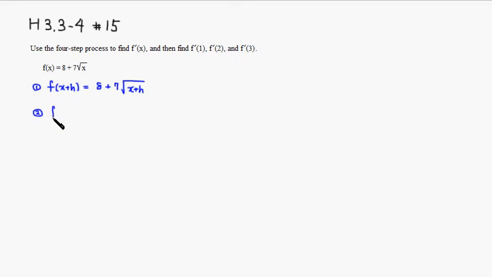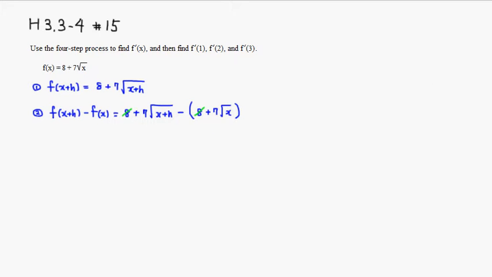Alright, step 2. We want to find f of x plus h minus f of x. So from part 1, we know that f of x plus h is 8 plus 7 square root of x plus h. Then we have to subtract f of x, which is the original function, 8 plus 7 square root of x. Then we can cancel. You have 8 minus 8, cancel there.